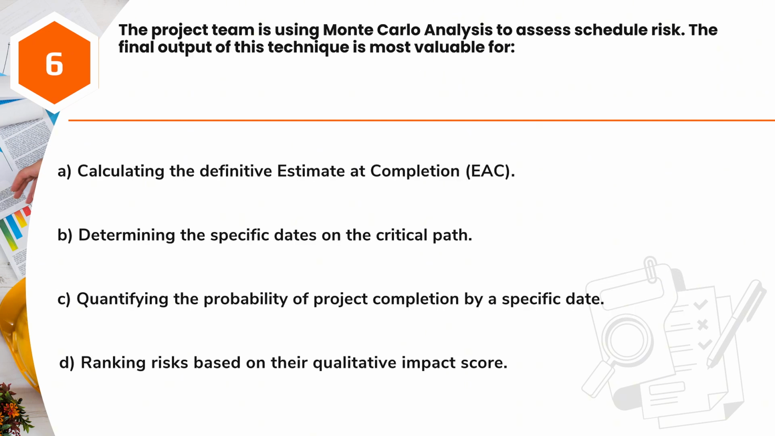Question 6. The project team is using Monte Carlo analysis to assess schedule risk. The final output of this technique is most valuable for A. Calculating the definitive estimate at completion, EAC. B. Determining the specific dates on the critical path. C. Quantifying the probability of project completion by a specific date. D. Ranking risks based on their qualitative impact score.